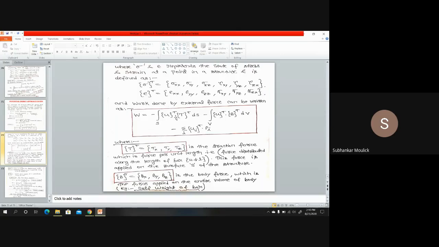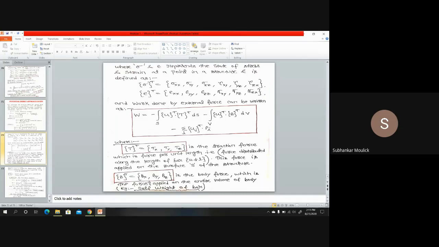This T is your traction force. So the second integral is nothing but the external work done on the body due to body force. This B^T is body force. Again, if you consider a 3D body, then you have to take all three body force components, that is bx, by, bz. Or if we are talking about 1D, then you can take that one dimensional body force.